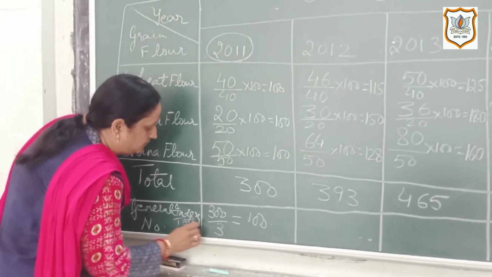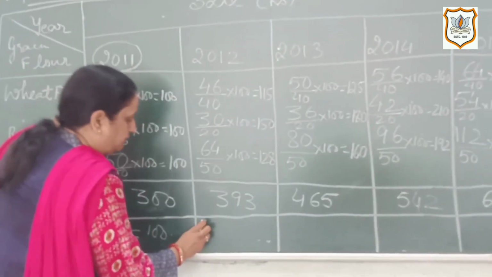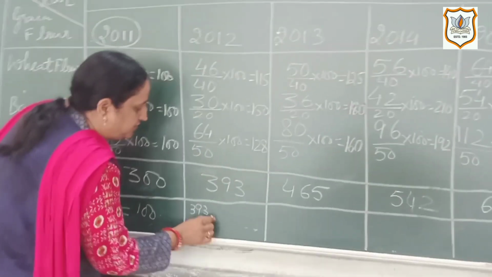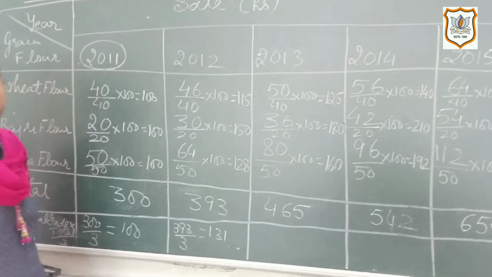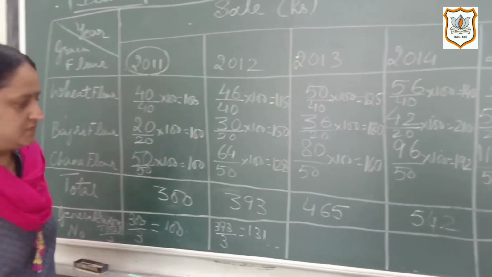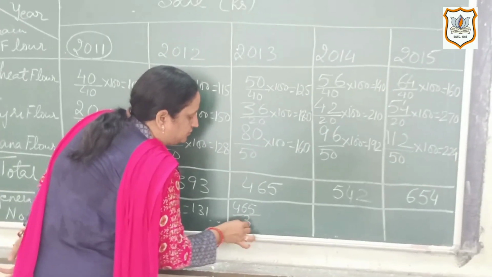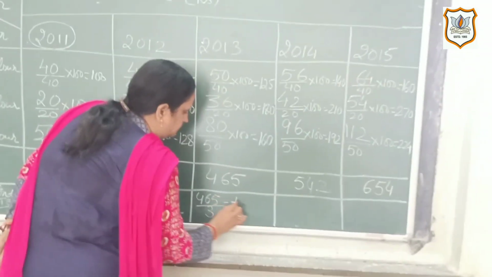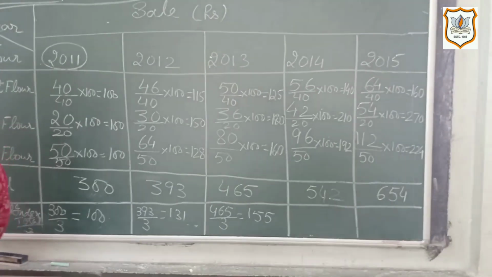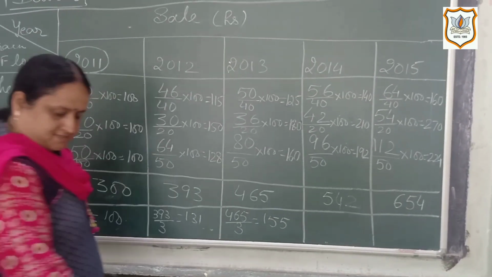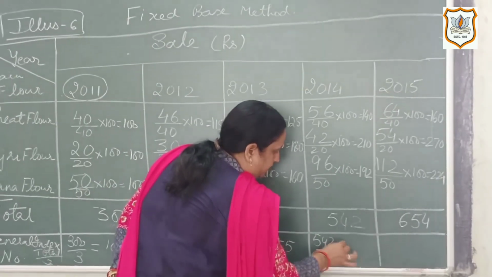That means you are supposed to do total upon 3. Similarly here, 393 upon 3. So you will get it as 131. Similarly, 465 upon 3. So you will get it as 155. The next one is 542 by 3.